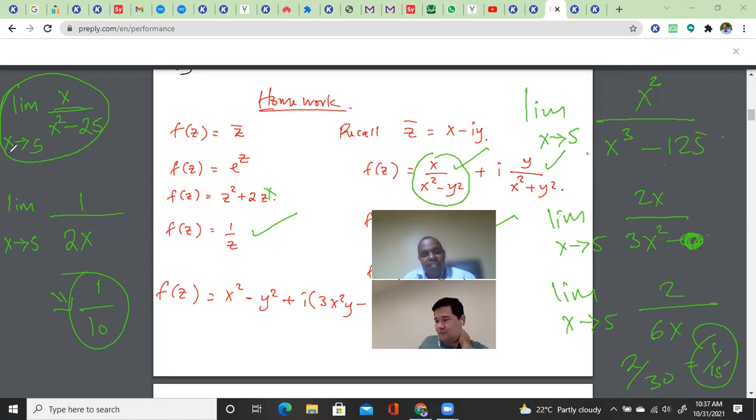We don't use the derivatives to find limits. We use derivatives to find derivatives. So L'Hopital's rule is using derivatives to find limits. But it's not giving you the derivative of a function. For example, let me try to illustrate.